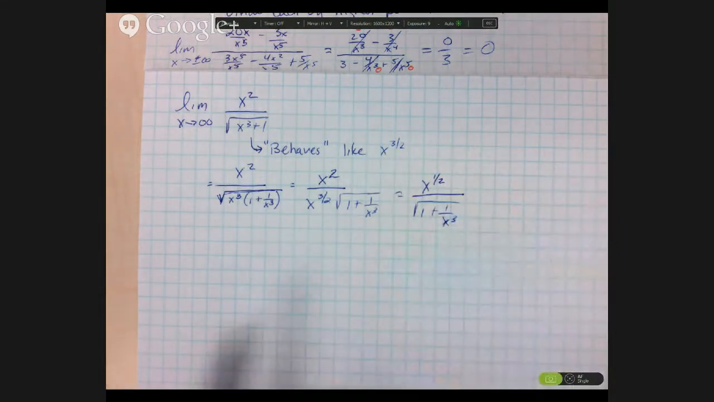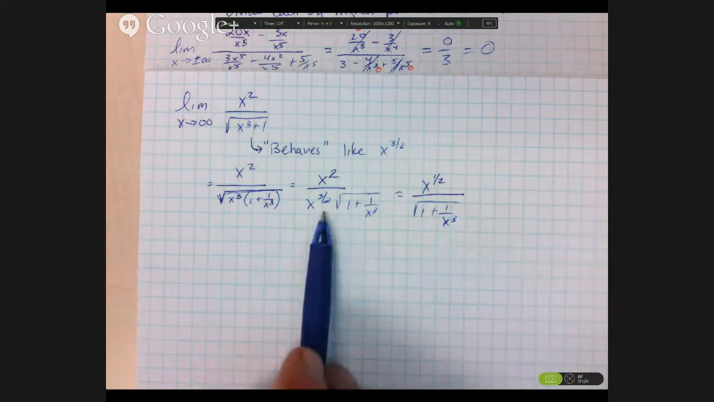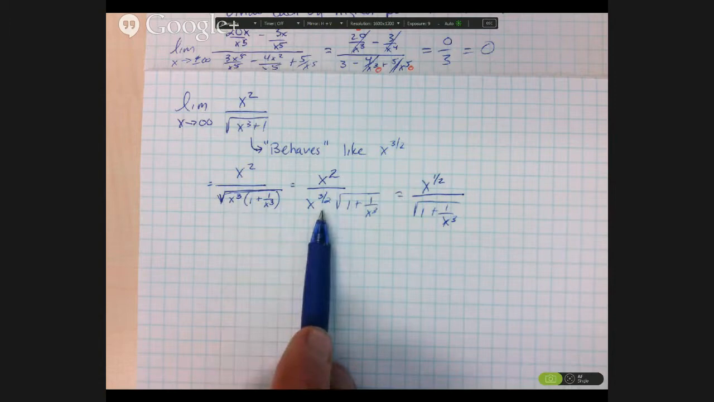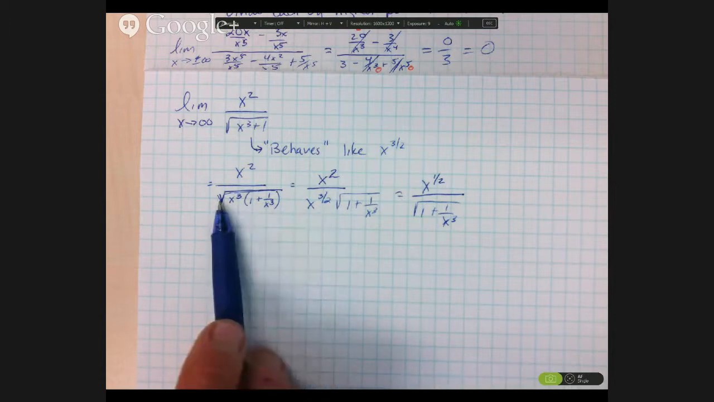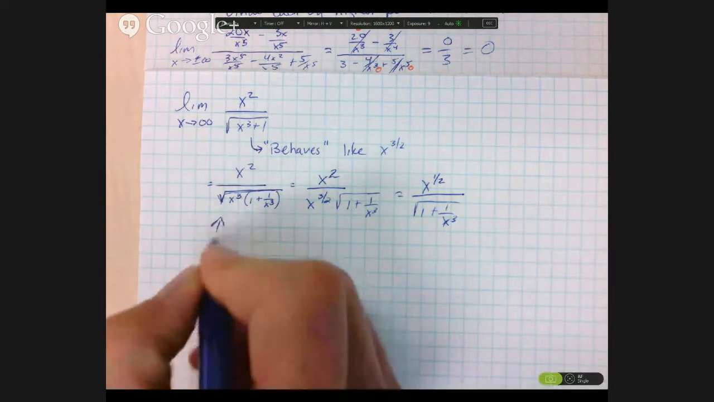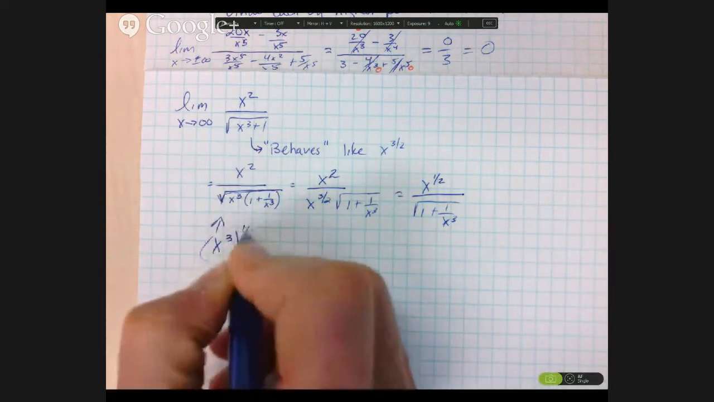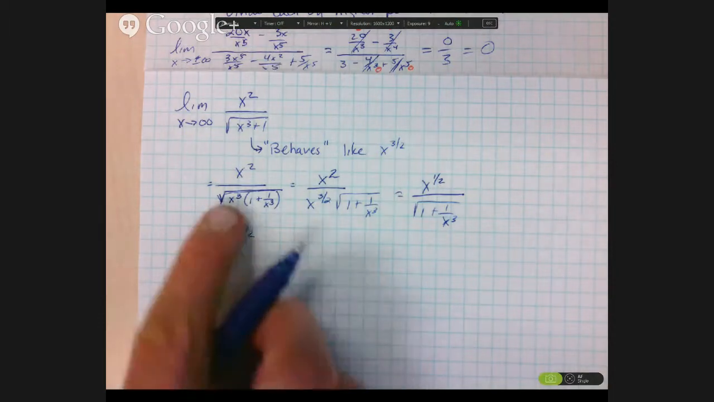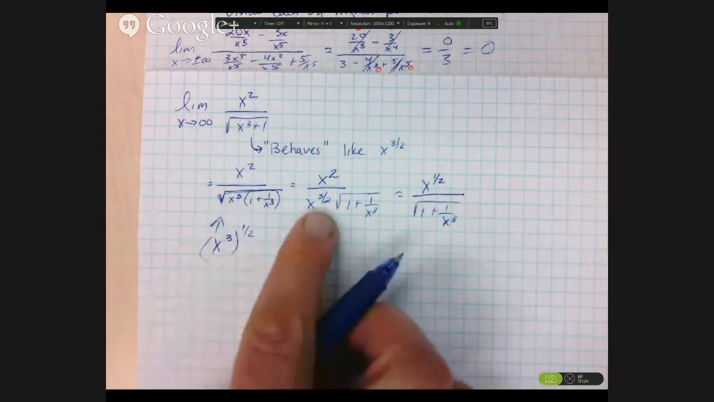So do you guys know where I got 3 halves? Okay, I had a cubic in here, right? What's the square root of a cubic? It's a fractional exponent, 3 over 2. Because this is to the 1/2 power. Remember, square roots to the half? So x cubed to the 1/2 power is x to the 3 halves.